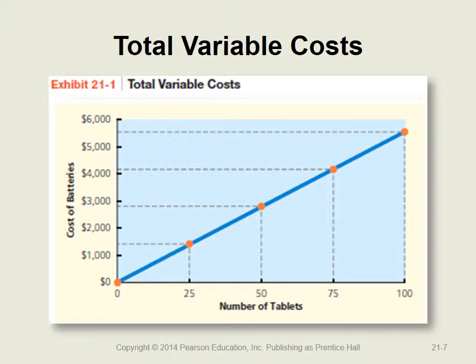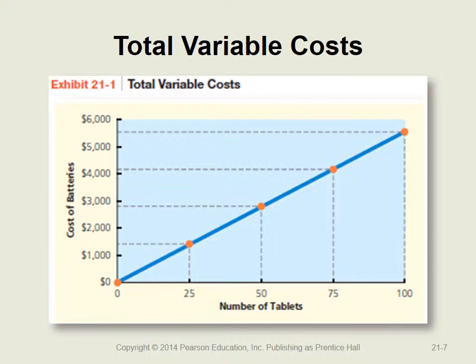Exhibit 21.1 graphs total variable cost for batteries as the number of tablets produced increases from 0 up to 100. If Smart Touch Learning does not produce any tablets, it incurs no battery cost. Therefore, the total variable cost line begins at the bottom left corner. This point is called the origin, and it represents 0 volume and 0 cost. The slope of the variable cost line is the change in battery costs on the vertical axis divided by the change in the number of tablets produced on the horizontal axis. The slope of the graph equals the variable cost per unit. In this case, the slope of the variable cost line is $55 per tablet.